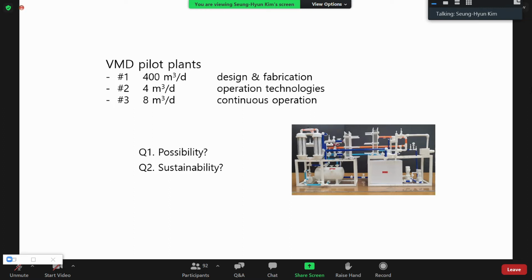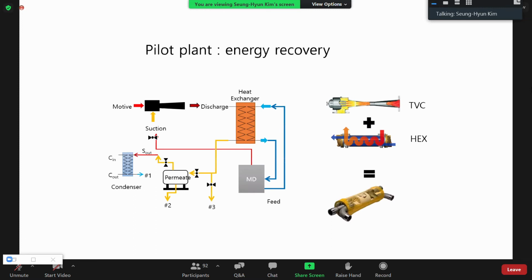When we fabricated this pilot plant, we had 2 questions in mind. Is it possible to build a pilot actually producing steam? That was one question. And number 2 is sustainability. Is it going to be sustainable in operation for a certain period? About fouling control, about wetting, do the fibers foul, these kinds of things we had in mind before we started fabricating these pilot plants.